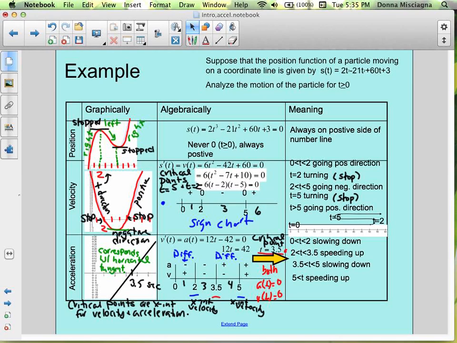The one place where the position curve has a negative slope is from 2 to 5, and that's the one place where the velocity curve is below the x-axis. Notice that the velocity curve has a negative slope, not necessarily negative values, but a negative slope from 0 to 3.5. Notice that the acceleration curve is below the x-axis. So we can describe acceleration just by looking at the velocity curve. Notice that the velocity curve has a positive slope from 3.5 to infinity, and notice the acceleration curve is above the x-axis from 3.5 to infinity. So just some things to note.